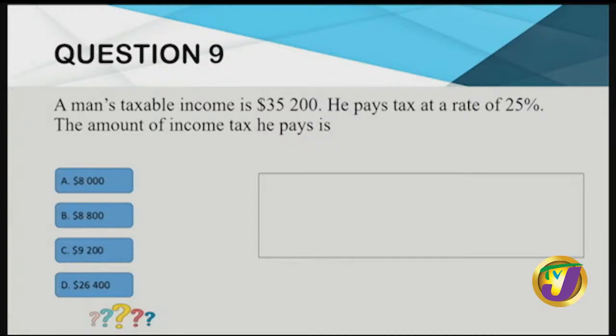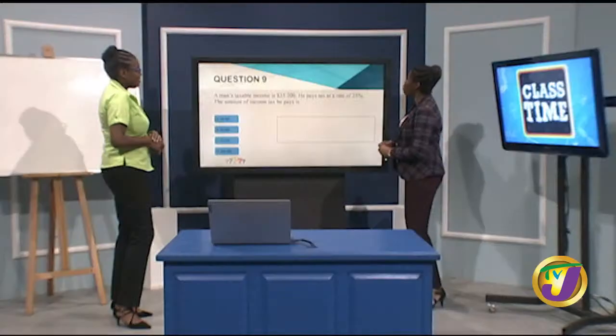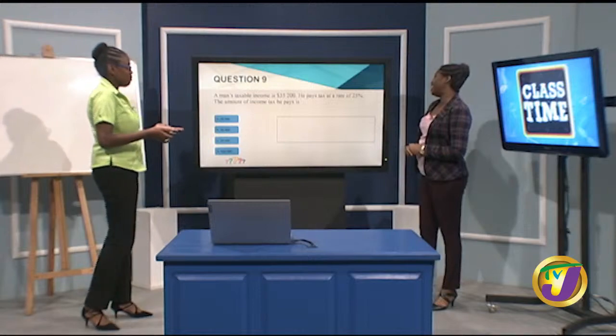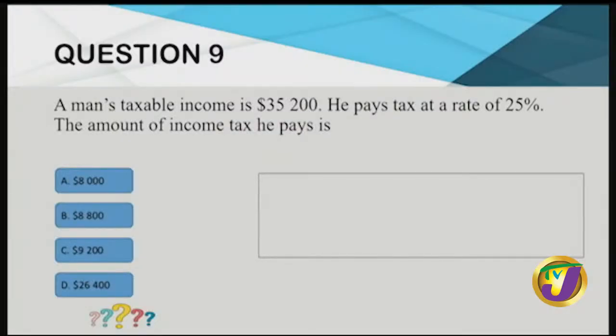Income tax is something we all have to pay as long as we're working. One of those deductions we don't really like to see, but it has to be taken out. 25% is the same as 1/4, so it would mean we would be dividing 35,200 by 4.